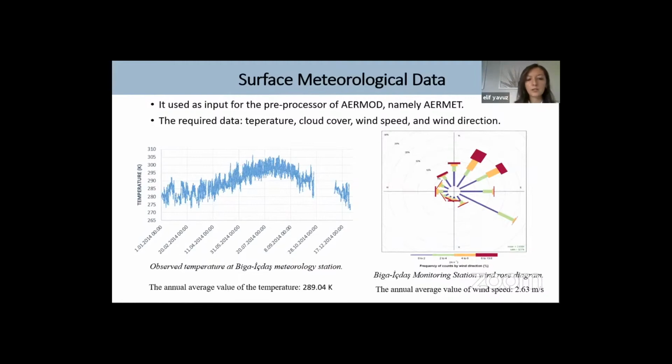The annual average value of the temperature data was 289 Kelvin, and the figure on the right shows the wind rose diagram for the same year. The wind speed results varied from 0 to 13 meters per second with an annual average value of 2.63 meters per second. The dominant wind directions were southeast, northeast, and north-northeast respectively.